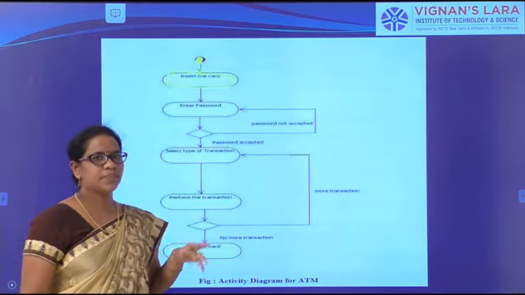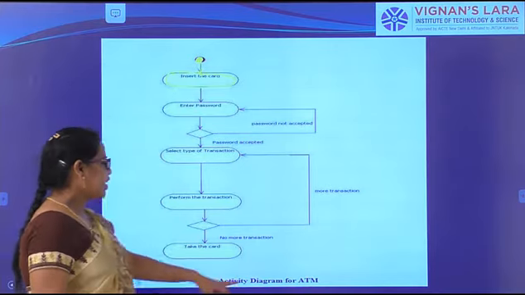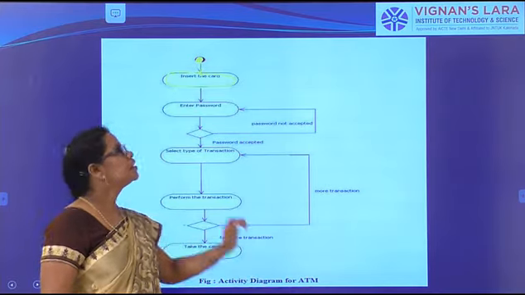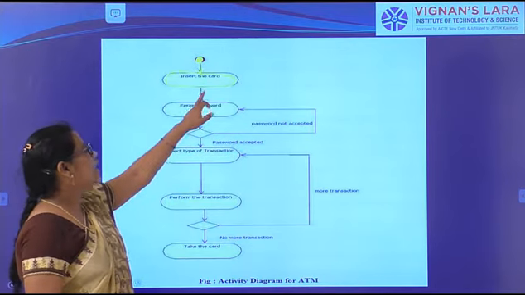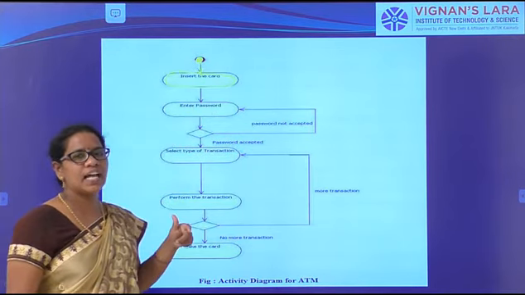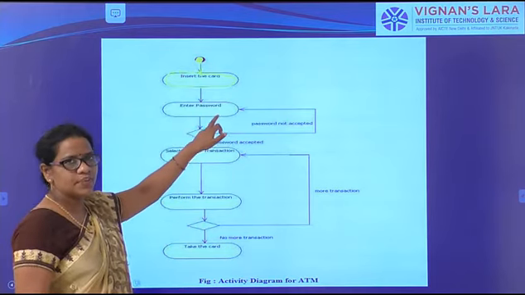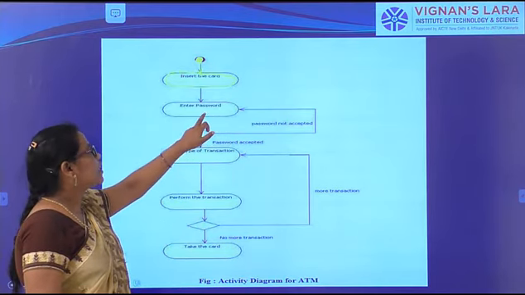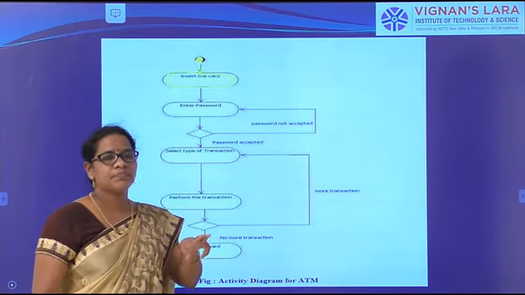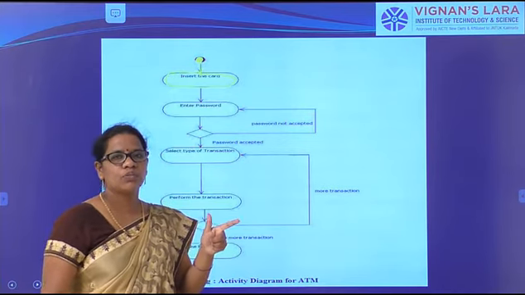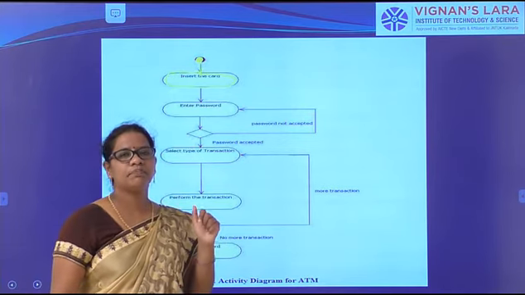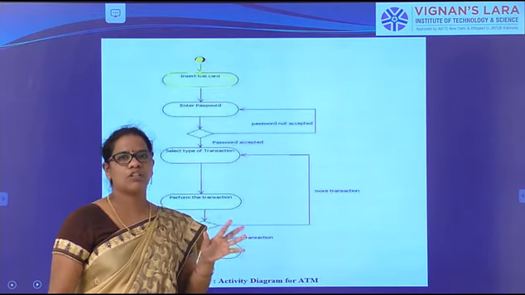How the ATM machine works. So, activity diagram for ATM. First we will insert the card. After inserting, what will it ask? It will ask for the password. So we will enter the password. After entering the password, we have two conditions over there. What are they? Yes or no, whether the password is correct or wrong.